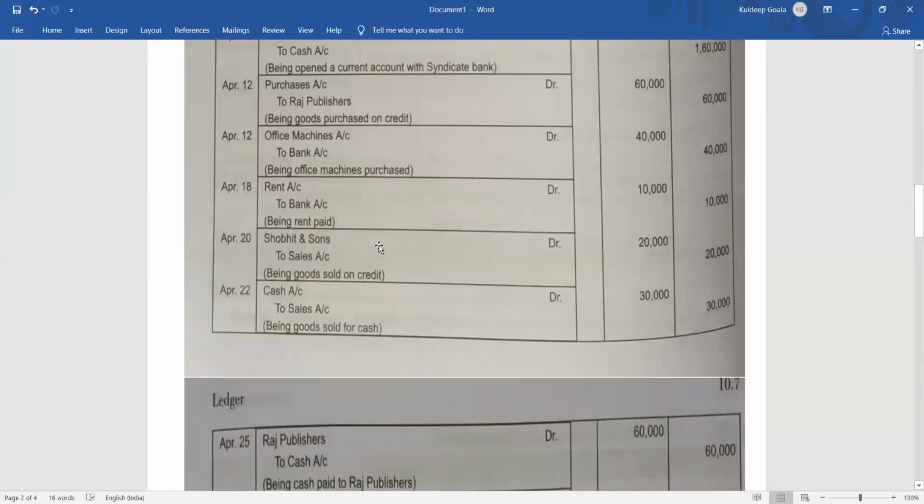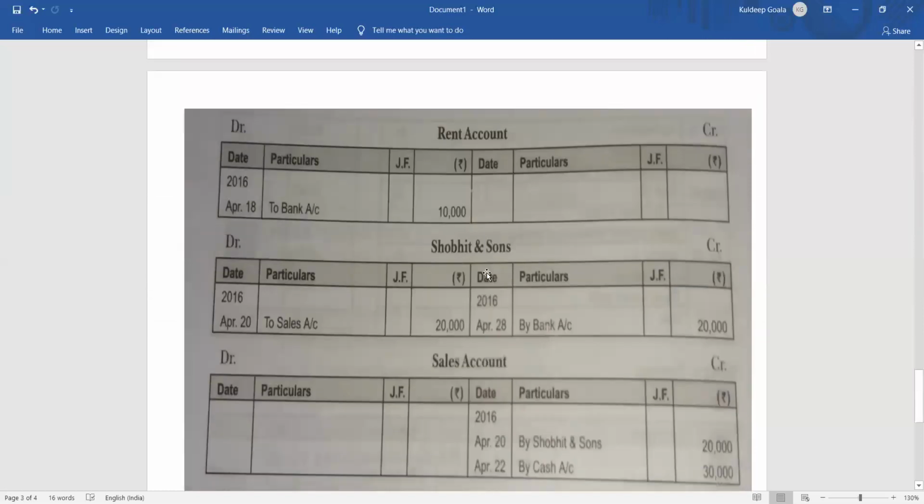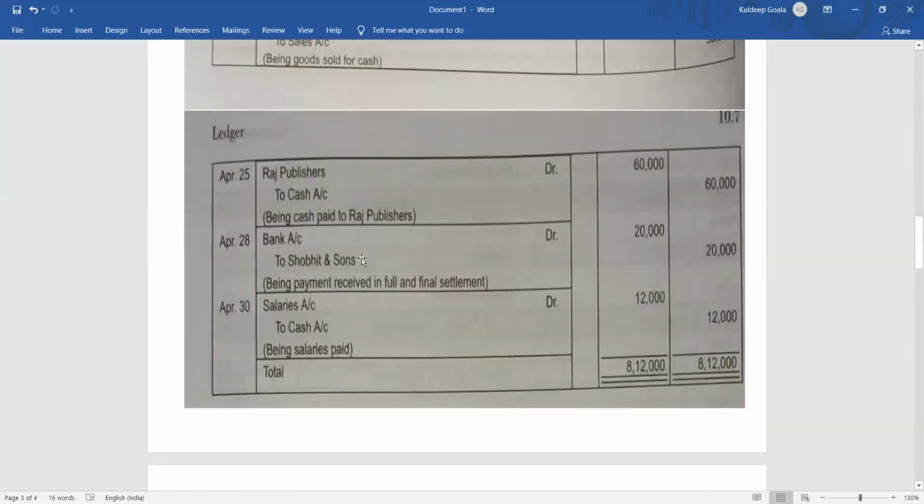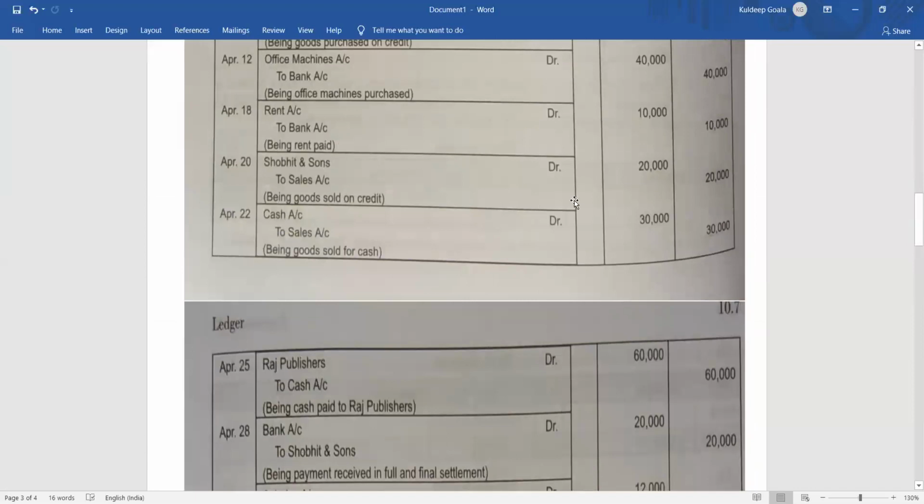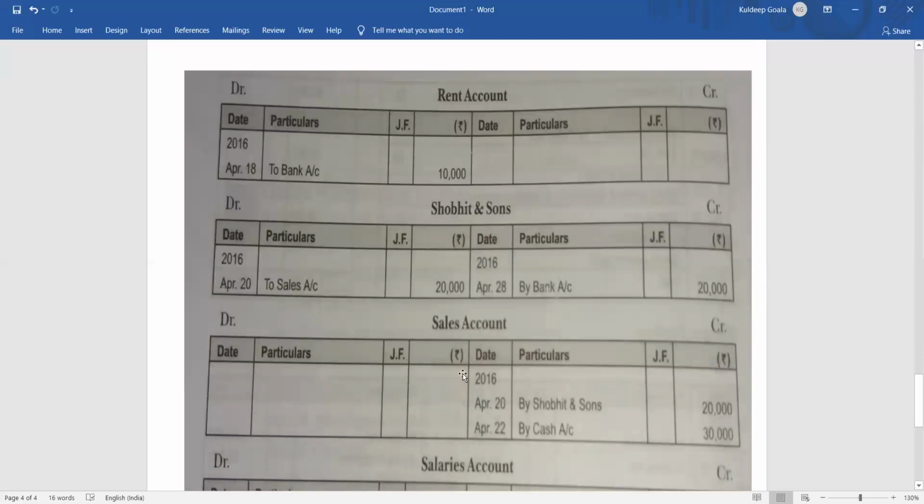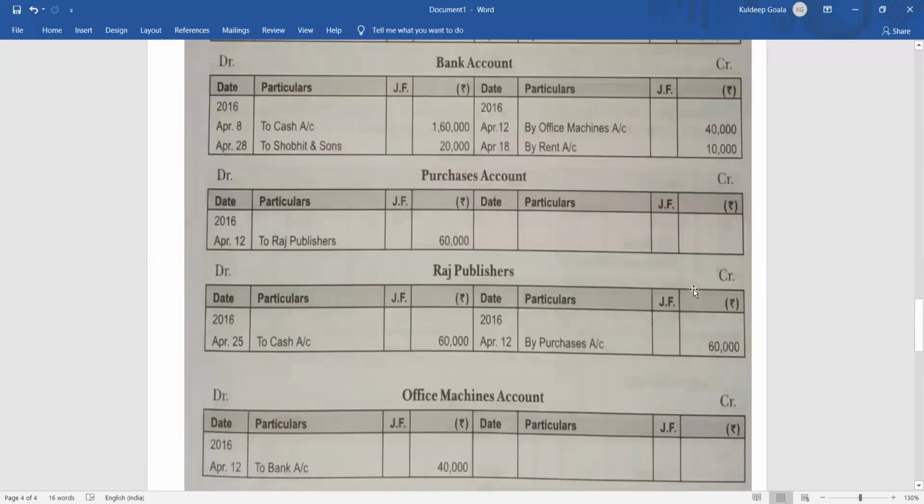So go in the debit side of Sobhit and Son and write down, what will you write? To sales. See, Sobhit and Son debit side to sales 20,000. And what happened to sales? Sale was credited, isn't it? You can see here, sale credited. So you go in the credit side of sales account and write down, what will you write? Credit side by Sobhit and Son, the opposite one, isn't it? So you can see in the sales account, by Sobhit and Son 20,000. Okay, clear? Is it clear, everyone?